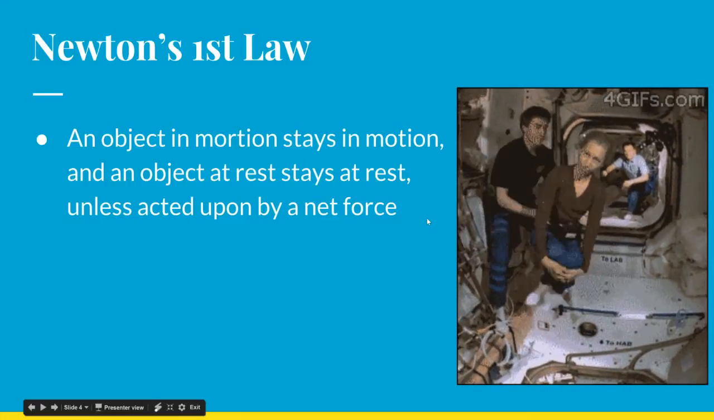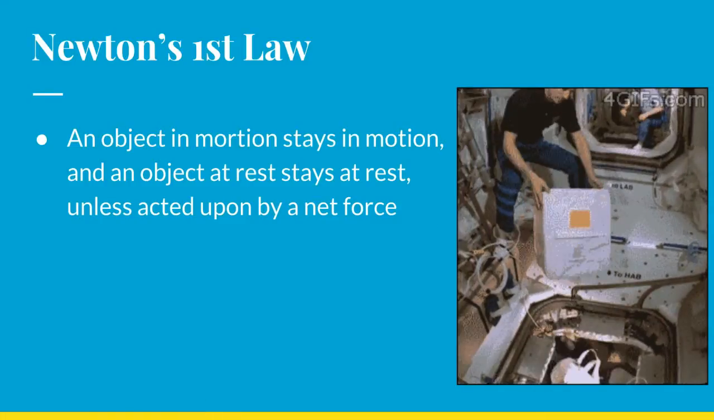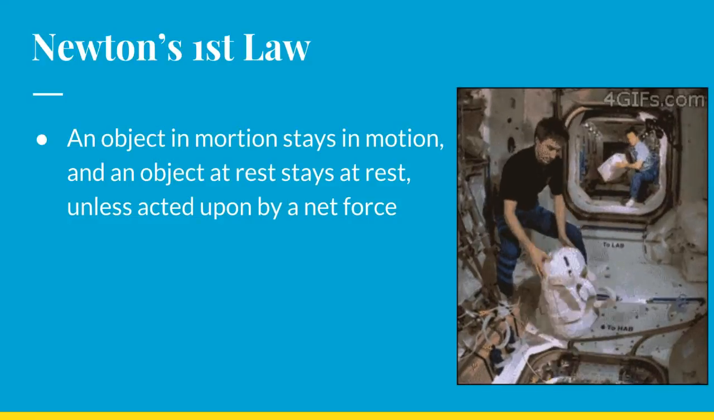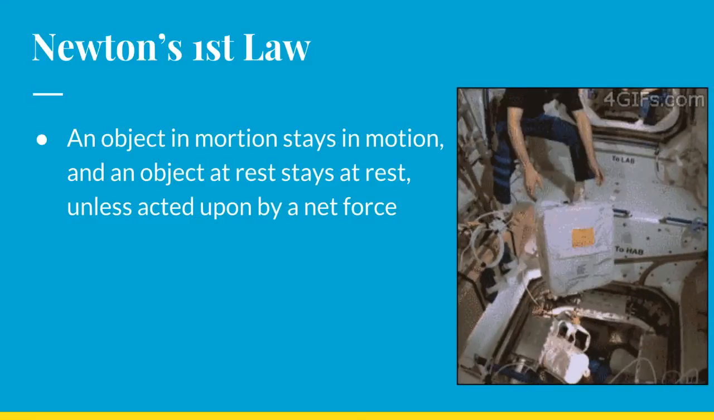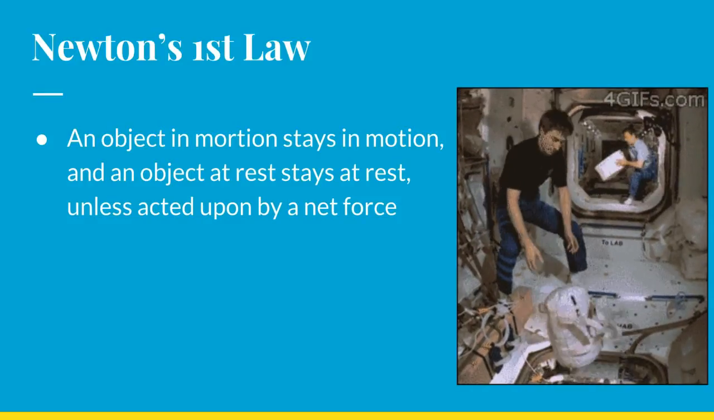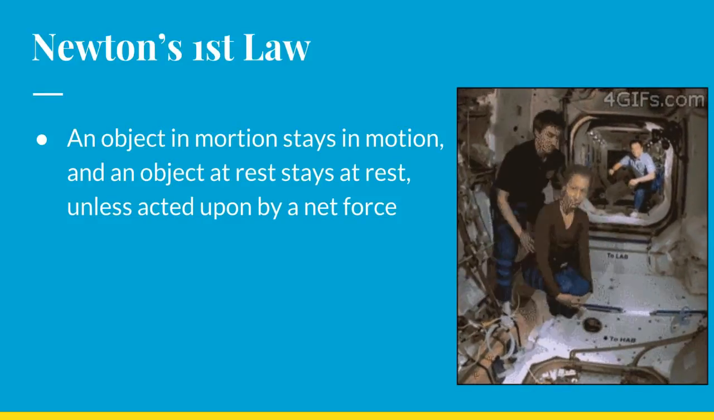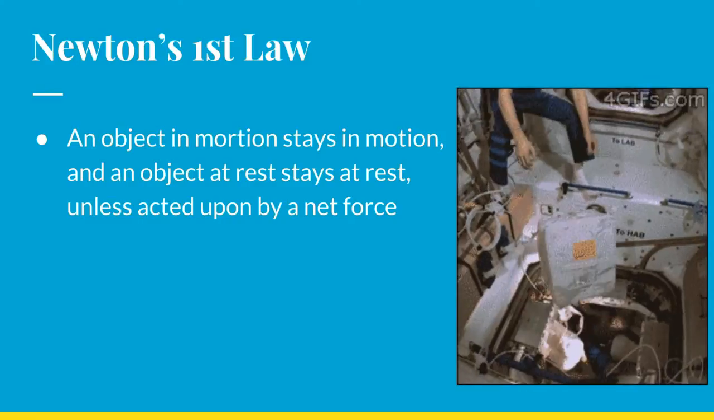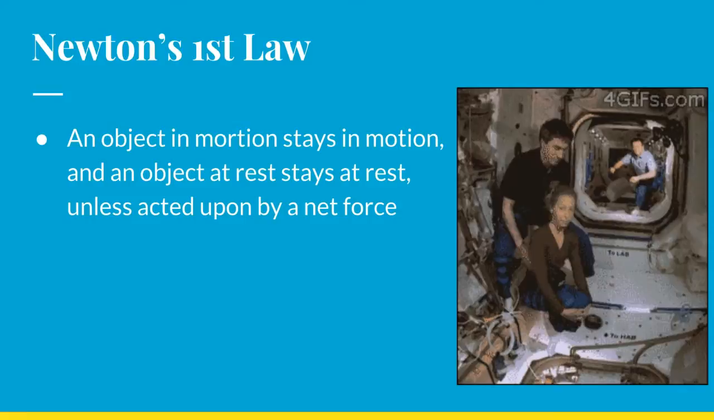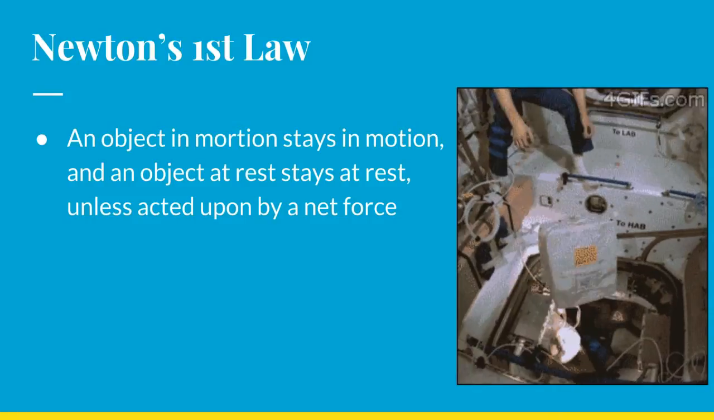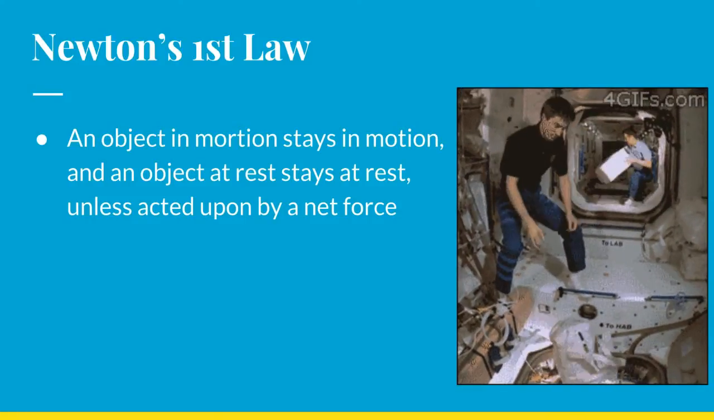So an object wants to keep doing what it's already doing. If an object's not moving, it's going to keep not moving unless it's acted upon by a net force. That's Newton's first law. In space, it's a little easier to imagine, because something that's traveling at constant speed is going to just keep going at constant speed forever and ever, because there's no air resistance or gravity to stop you.